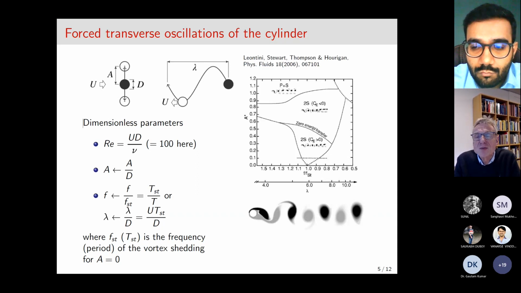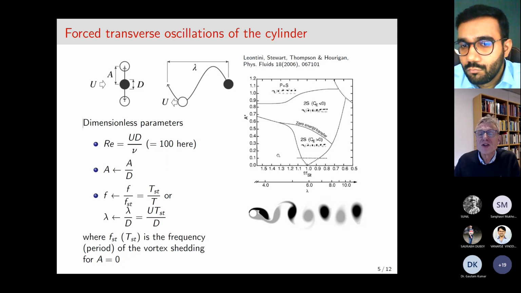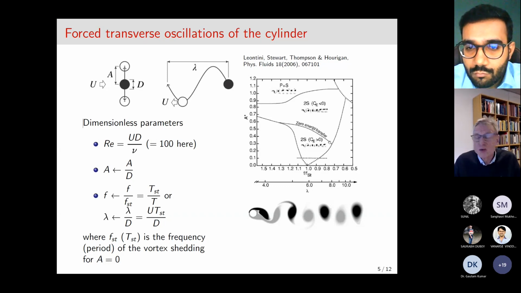This has also been studied computationally, of course, and here are some results from a paper by Leontini et al., which is essentially the same diagram, but computationally. Forget this line, please. This is just something to do with the energy transfer I won't discuss here. But you will see here there's a region in the parameter space where we have 2S wakes, and then there's sort of a limit. And if you cross that, you will get a P plus S wake.